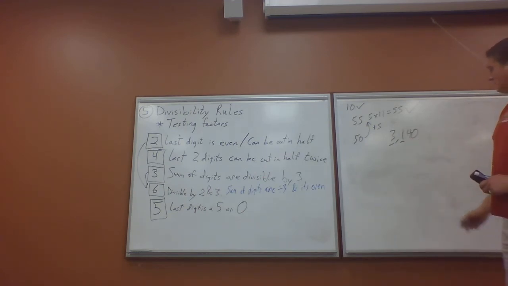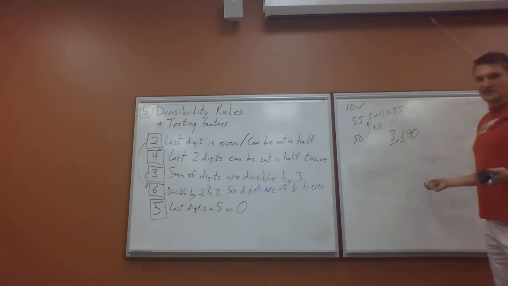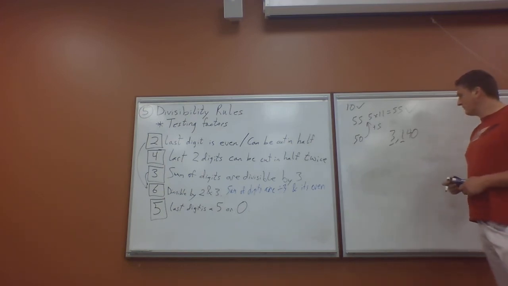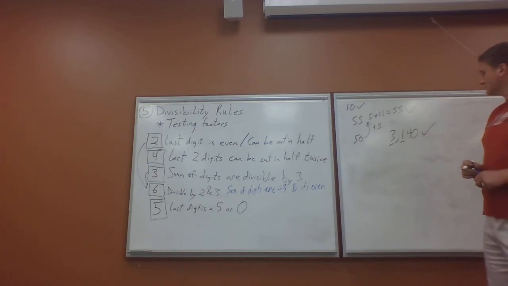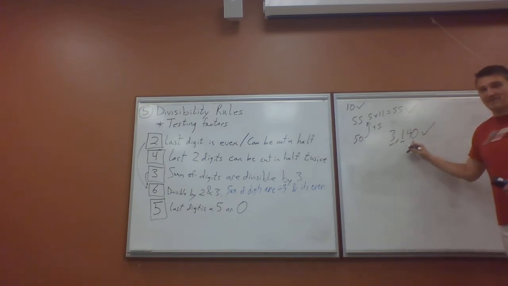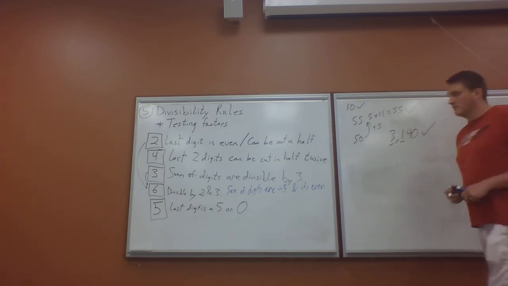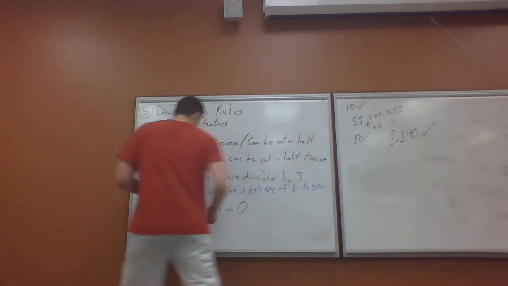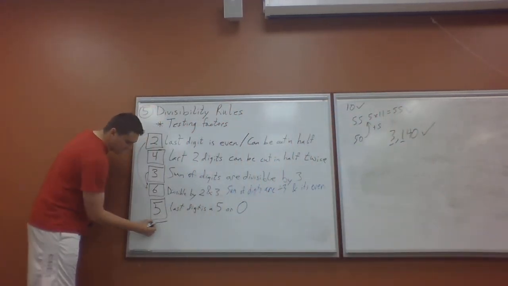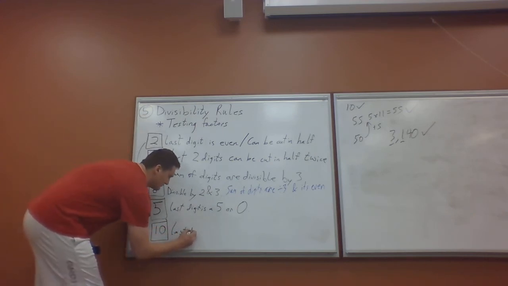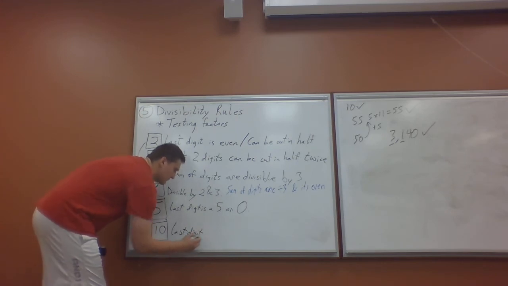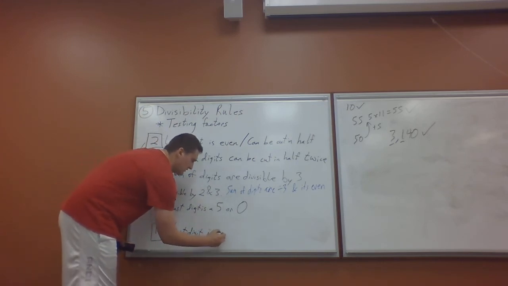Well, does 5 go into 40? Well, I know that 8 times 5 is 40. Okay? So yeah, that one absolutely is divisible by 5. And in fact, this one's divisible by 5 and 10. So here's a quick rule for divisibility by 10. The last digit is a 0.